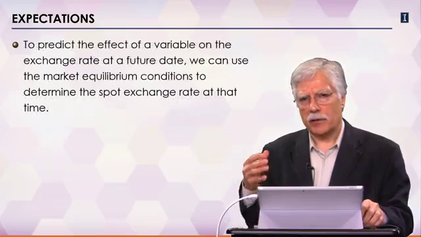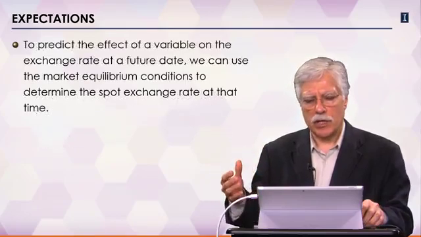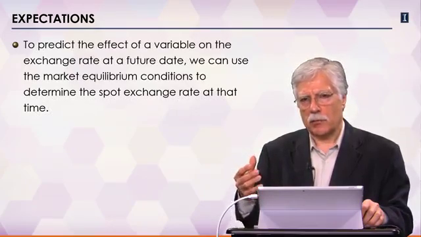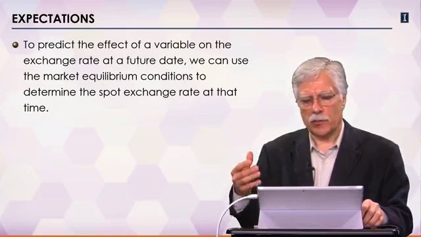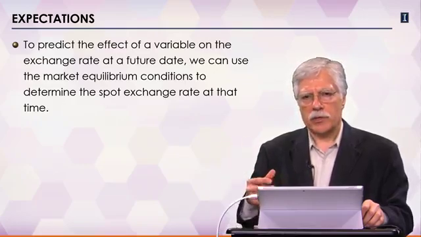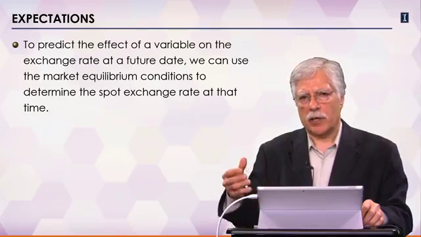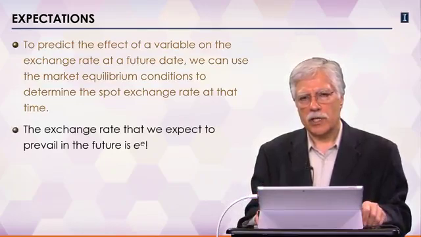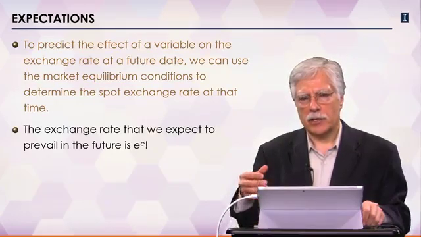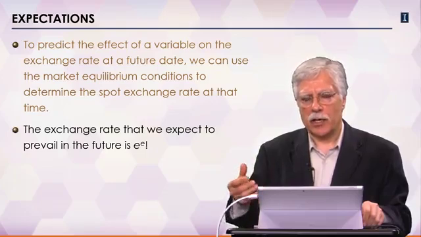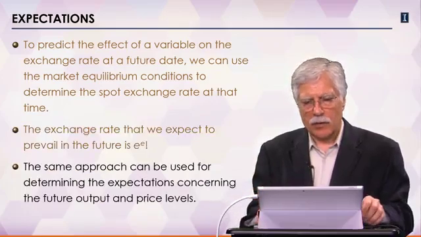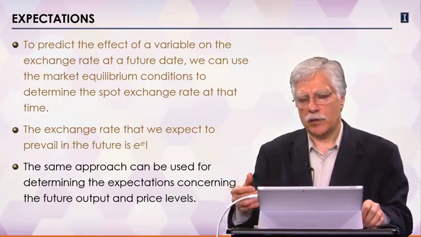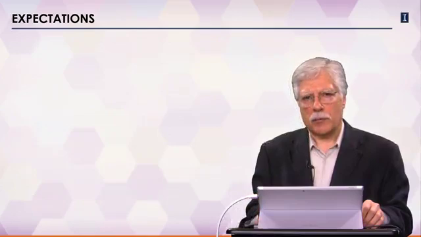So to predict the impact of a variable in the future on the exchange rate, you used a market equilibrium model, a model like the interest parity condition, to figure out what might happen at that point, and used the result to figure out what you should expect about the outcome at that future date. In other words, the exchange rate that we come to expect is the equilibrium exchange rate using an economic model. And the same approach can be used to figure out the expectations about the future of any other variable. But there's a complication.